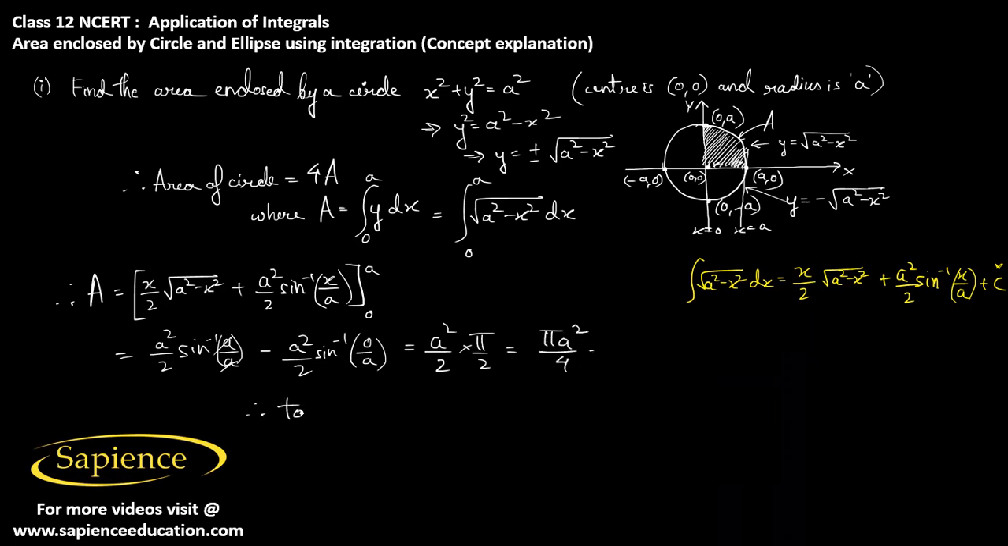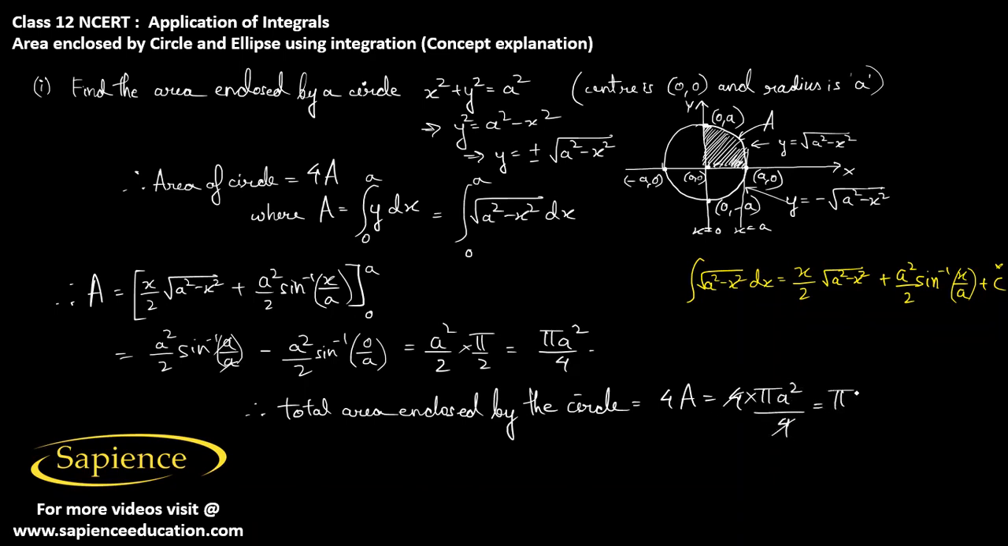Therefore the total area enclosed by the circle will be equal to 4A. So that is 4 into pi a square by 4. So it will be pi a square units.